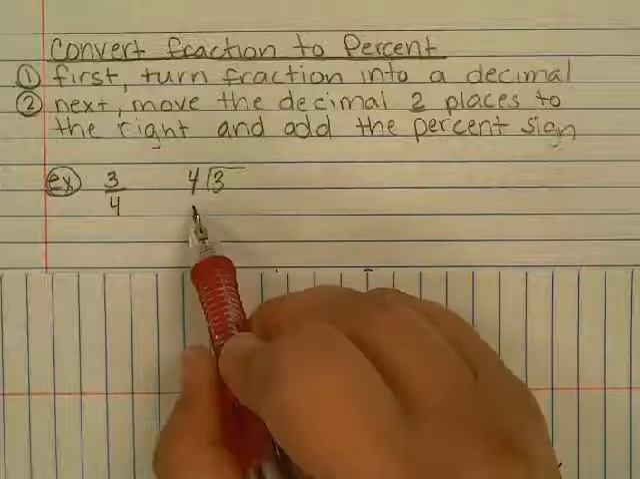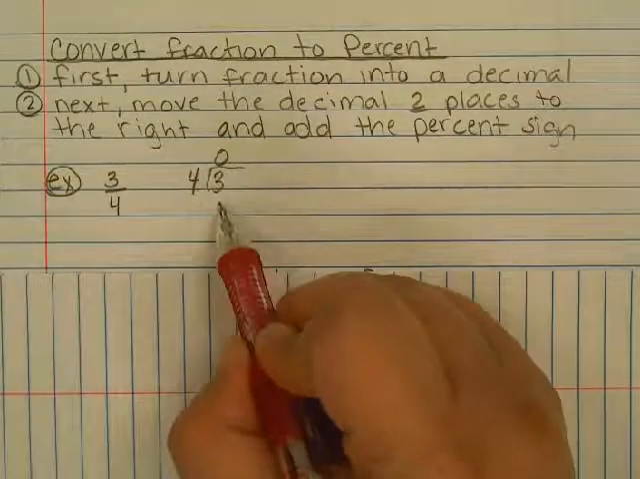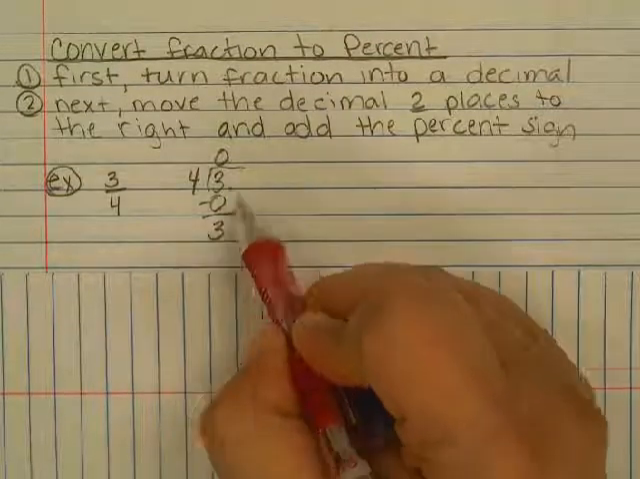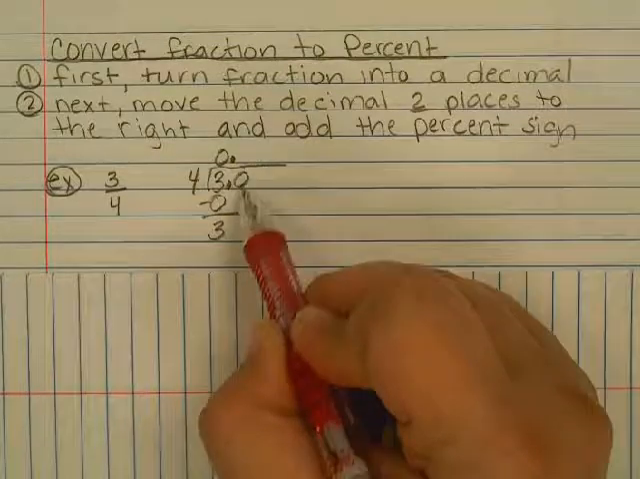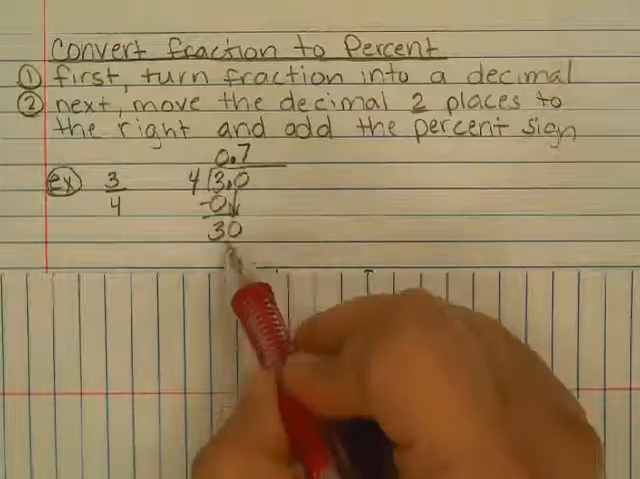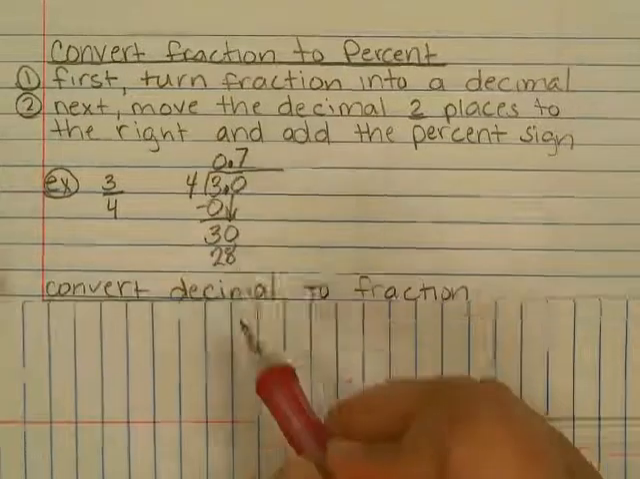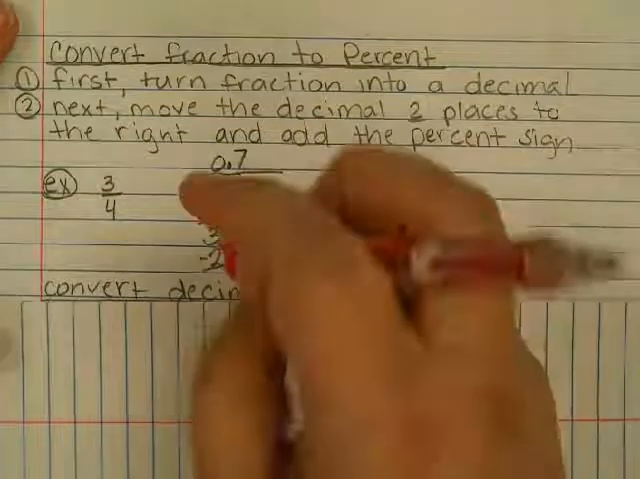4. So how many 4s are in 3? 0. And 0 times 4 is 0. Subtract, I have 3 left over. So that tells me I have to add in a decimal and a 0. How many 4s are in 30? There are 7 4s in 30. That gives me 28. Subtract, I have a 2 left over.